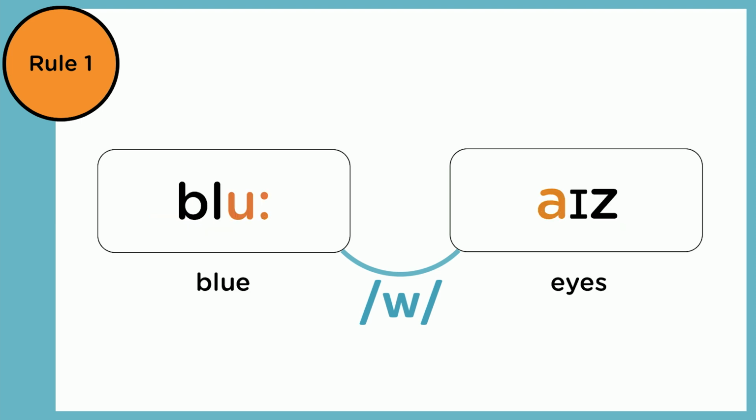So let me give you an example. Take this adjective, blue. It ends in oo, blue. And the next word is eyes. So I could say I have blue eyes, but to make it sound far more natural, I say blue weyes. You have blue wyes. I have blue wyes.